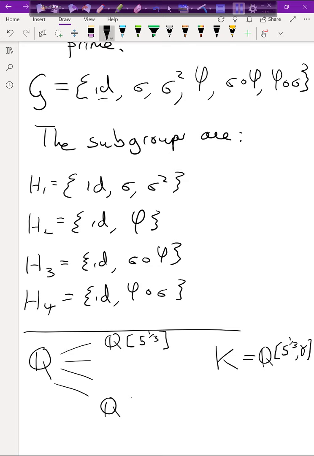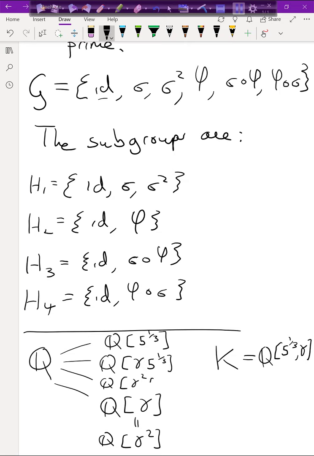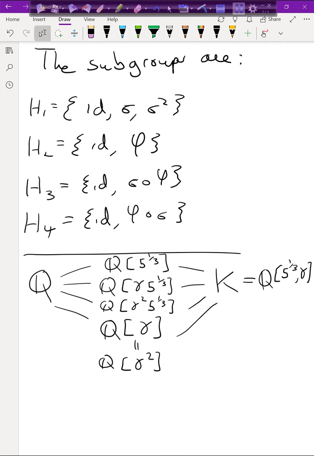Another down here is Q adjoin gamma. And this one is actually the same as Q adjoin gamma squared, because remember, gamma squared squared is gamma, and gamma squared is gamma squared. Okay, so these are actually the same. And this one right here, well, it turns out that this one is Q adjoin gamma times 5 to the 1/3, and this one is Q adjoin gamma squared 5 to the 1/3. And each one of these should be K fixed by each one of these subgroups. So let's see if we can figure that out.